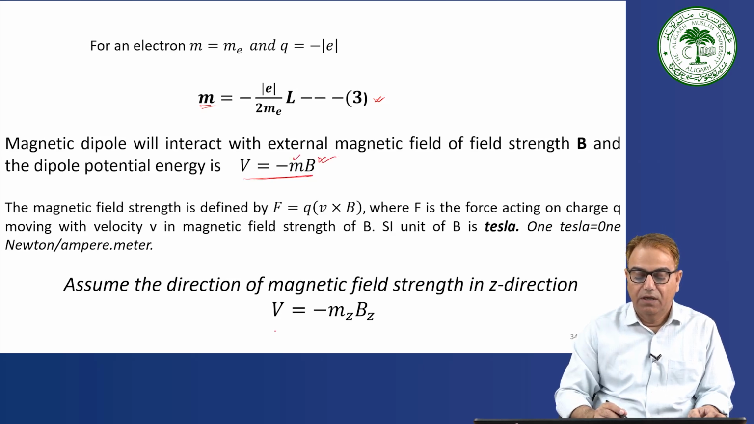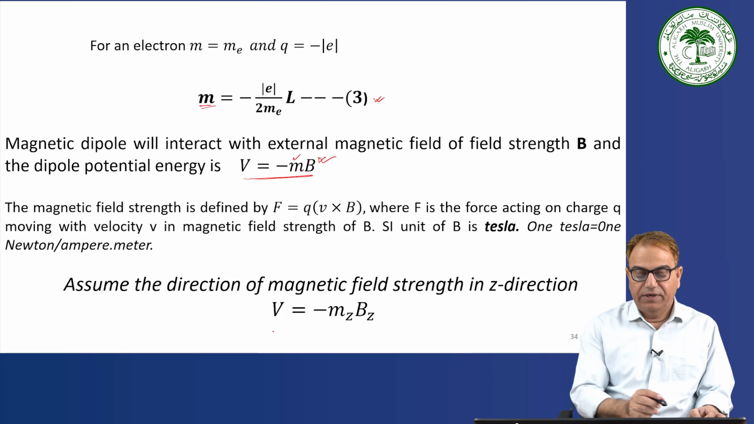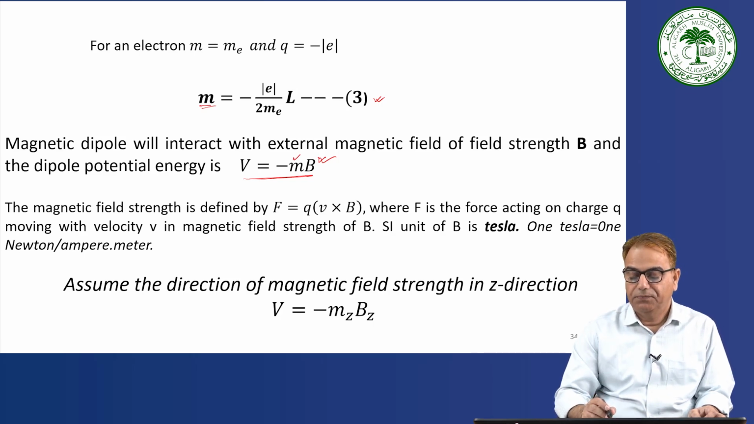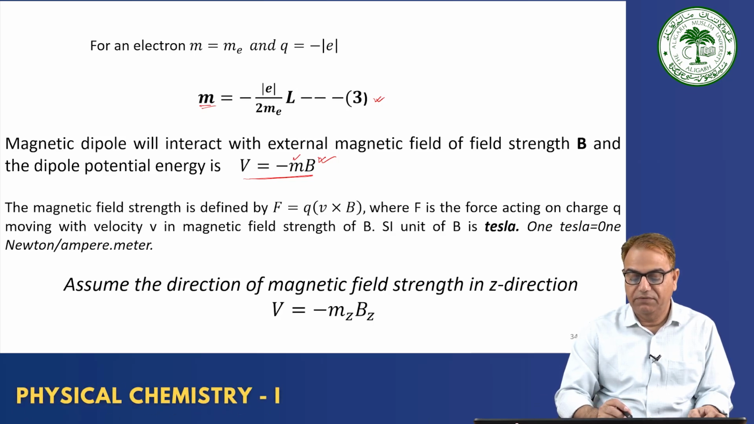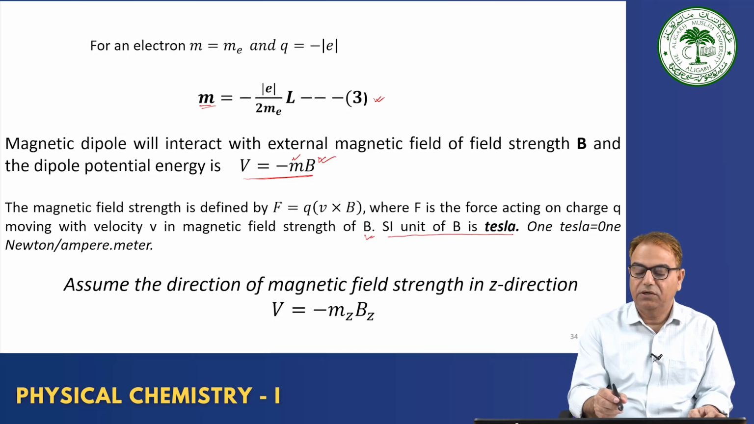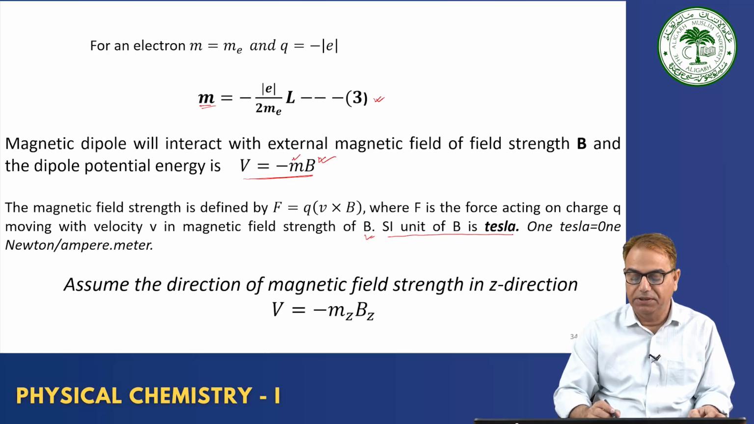Okay. Now, this magnetic field strength is defined by F is equal to Q V cross B, where F is the force, Q is the charge moving with the velocity V, and magnetic field strength is B. Okay. The SI unit of B is Tesla, and you can find out 1 Tesla is 1 Newton per ampere meter. Okay.